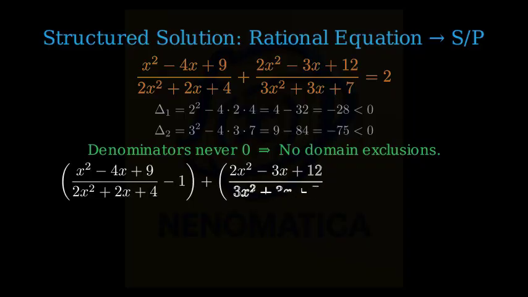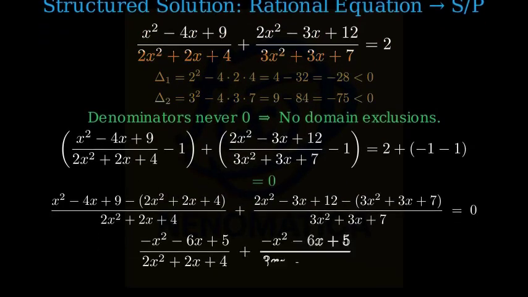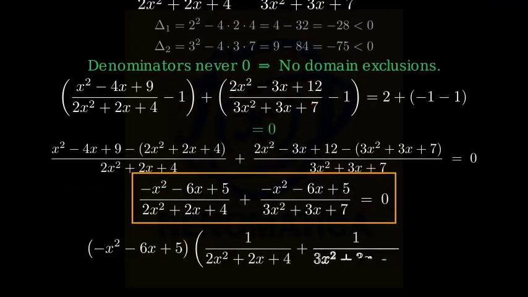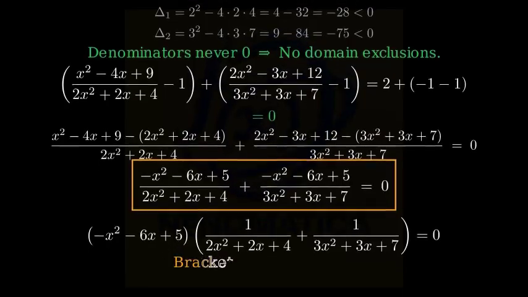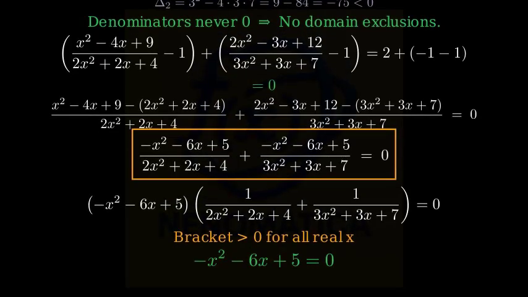This rewrites the equation, so the right side becomes 0. Now apply the identity a over b minus 1 equals a minus b over b. Expand each numerator carefully. Notice both simplify to the same trinomial in the numerator. Factor the common numerator. The expression becomes the common factor times a sum of positive fractions. Since denominators are positive for all real x, the bracket cannot be 0. Therefore, the numerator must be 0.